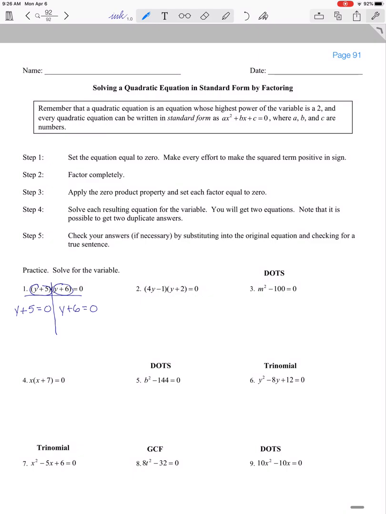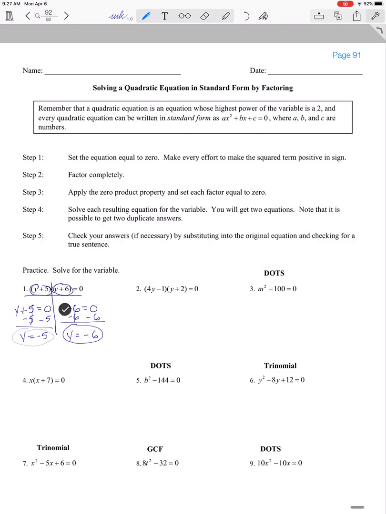Now I have two equations that I know how to solve. I know how to solve y plus 5 equals 0. I get y by itself by subtracting 5 on both sides, so I end up with y equals negative 5. I do the same thing on the other side, subtracting 6 on both sides. I get y equals 0 minus 6, which is negative 6. So y is equal to negative 6 and y is equal to negative 5.